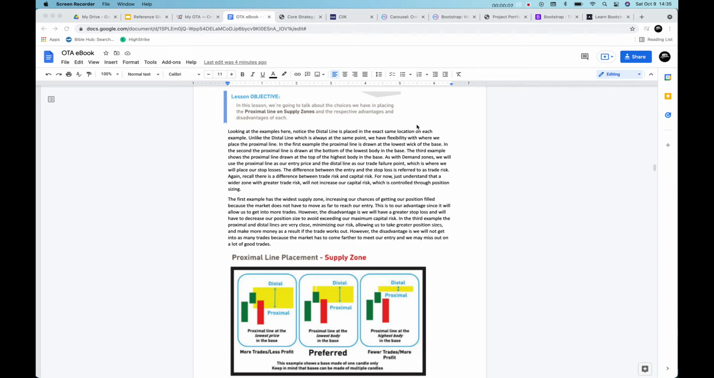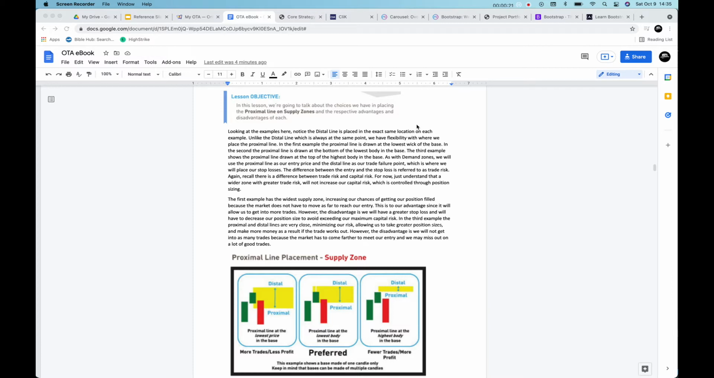In this lesson, we're going to talk about the choices we have in placing the proximal line on supply zones and the respective advantages and disadvantages of each. Looking at the examples here, notice that the distal line is placed in the exact location on each example.